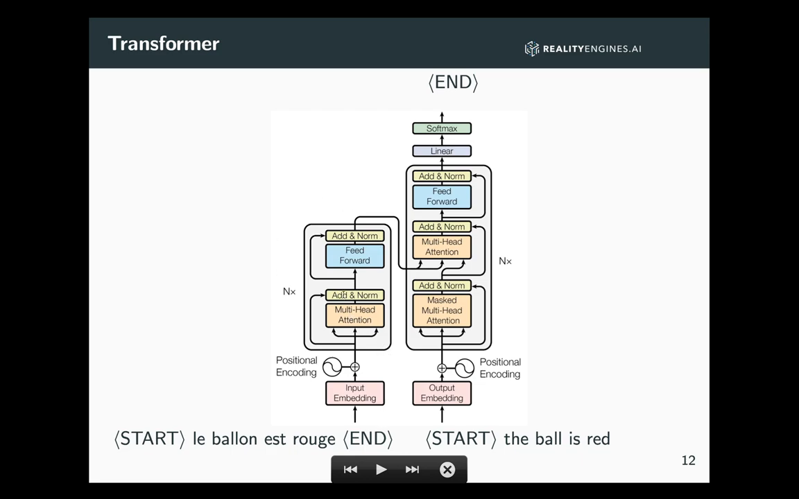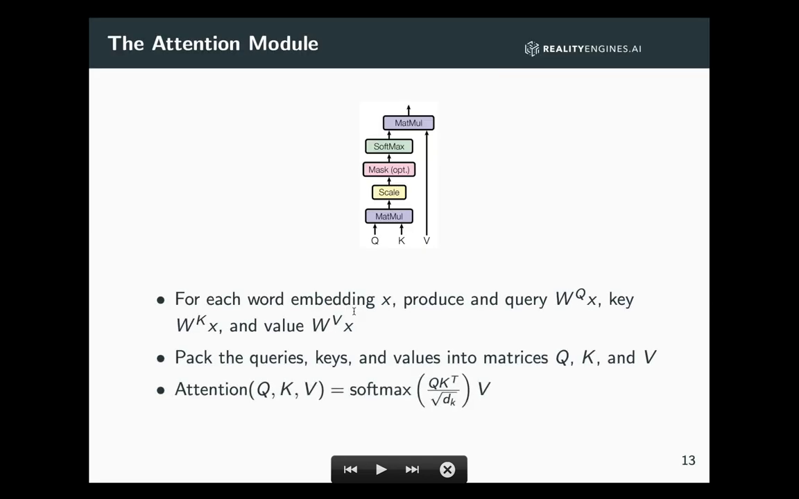So we're going to dive into this attention module. For each word, first you have to map the word to an embedding space, using a vector like a word2vec type of operation. Once you have a word embedding X, we produce three vectors: a query using this matrix WQ, a key using WK, and then a value using WV. So now we have a query, a key, and a value associated with this word whose vector representation is X.